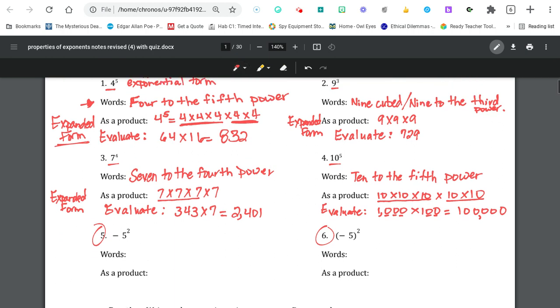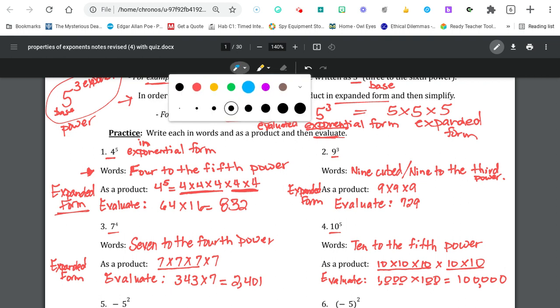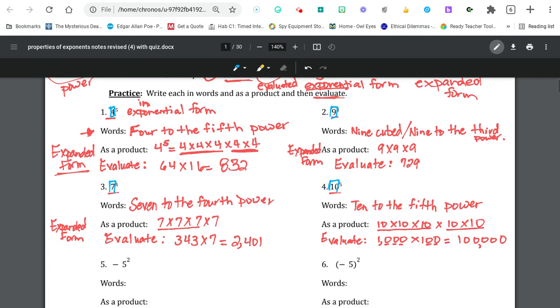Okay, 5 and 6 are a tad bit different because 5 and 6 have negatives attached to them, okay? But only one of these bases is -5. The other one is just 5. So I'm going to go back to base again. Again, your base is just the number you're multiplying. So the base here is 4. The base here was 9. The base here was 7. The base here was 10.